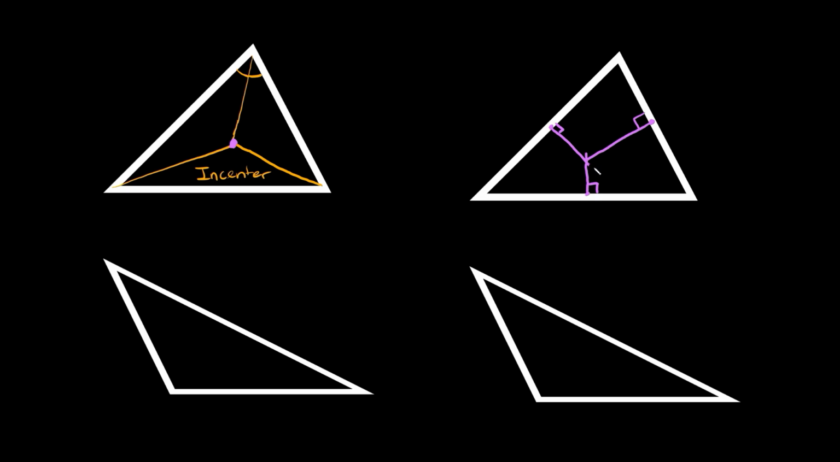And let me clean this up a little bit just so we can see that these three lines also come to the same point, right? They all intersect at a certain point also. And the point, again, where they intersect is called the point of concurrency. Okay, and the point of concurrency for perpendicular bisectors is called the circumcenter.